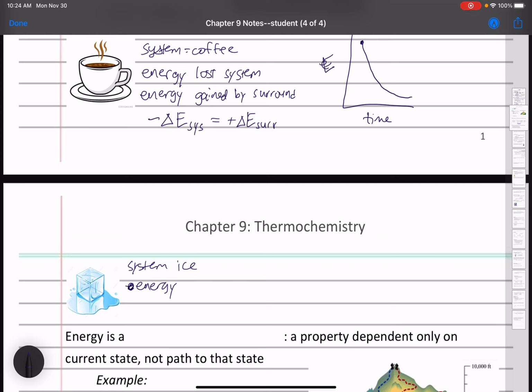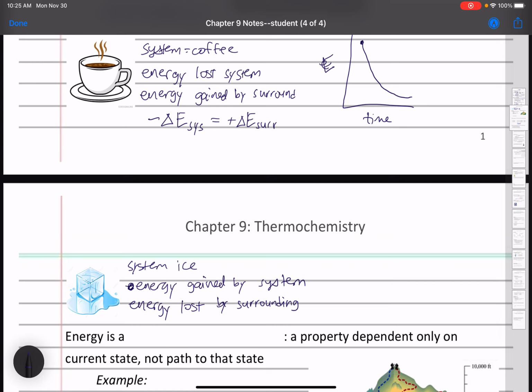Energy is gained by the system, and energy is lost by the surroundings. So we often think of ice making something cold, but that's actually not the case. What's happening is that ice is stealing heat from the surroundings. So the surroundings feel cold because they are losing energy.